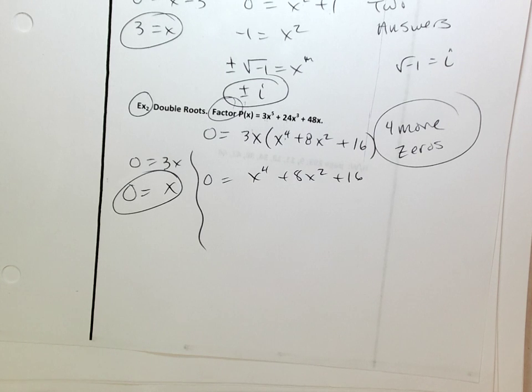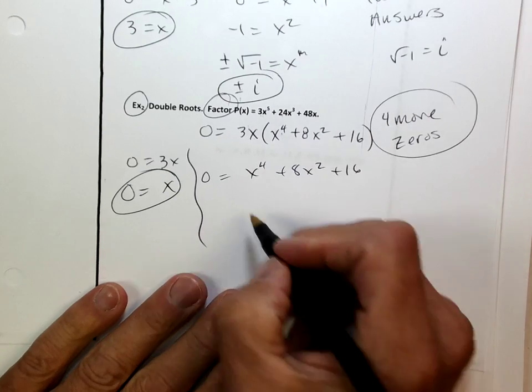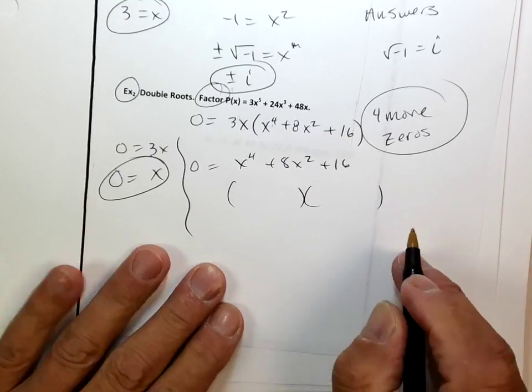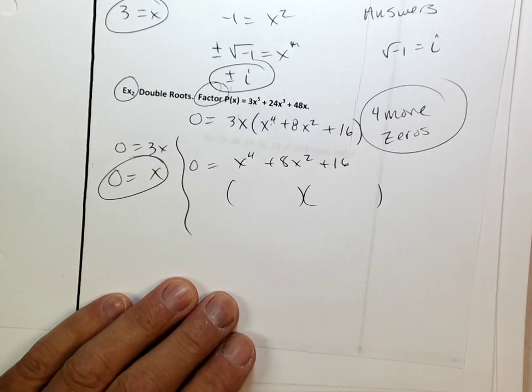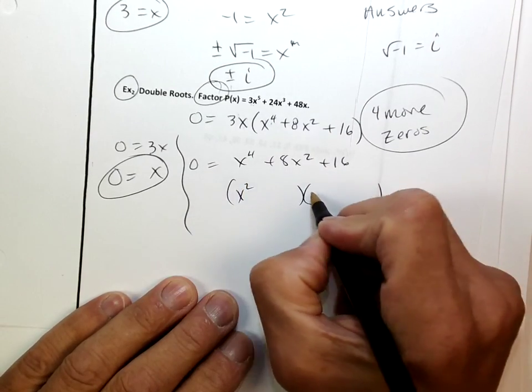Okay, here's the trick question. I know how to do this. Does anybody out there know how to factor this? Anybody have any ideas? Ryan, do you have an idea? Let me hear what you got. You could do like 2 parentheses. Yep, I like that. That's what I would do too. And then you can do x squared plus or minus 4, x squared plus or minus 4.